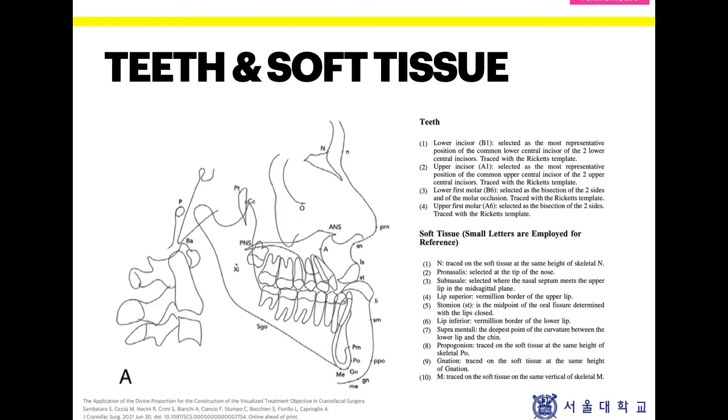Teeth and soft tissue. Teeth has 4 components: lower incisor, which is indicated as B1, upper incisor, which is indicated as A1, lower first molar, which is indicated as B6, and upper first molar, which is indicated as A6. And for soft tissue, smaller letters are employed for reference.